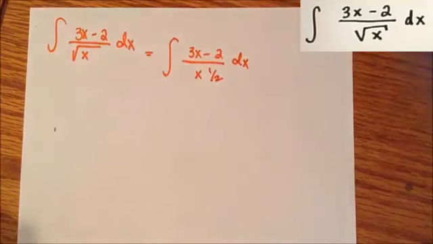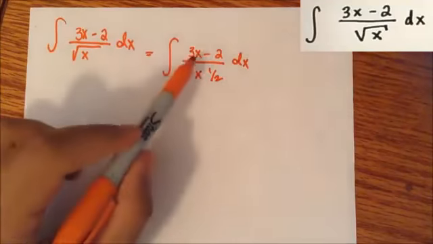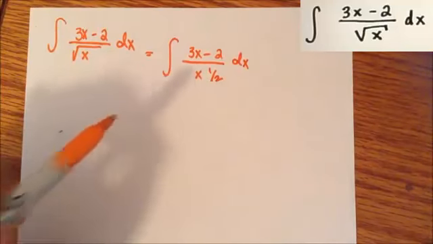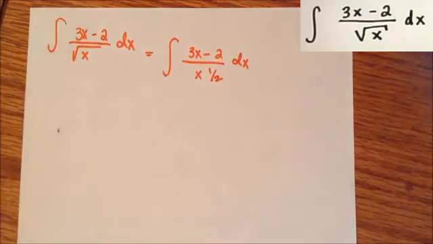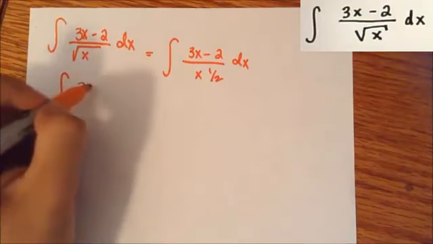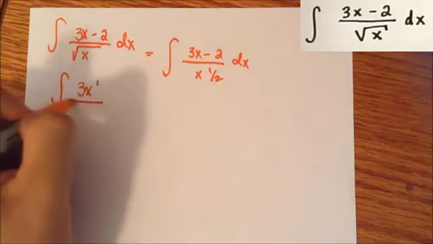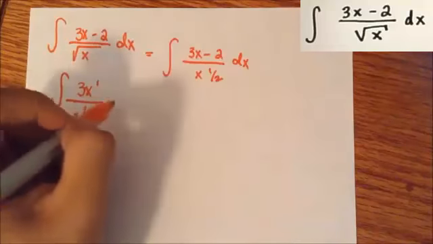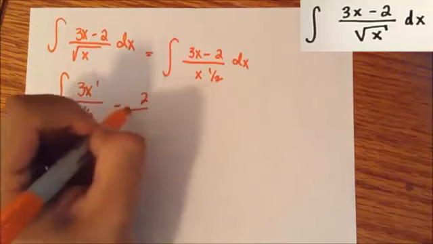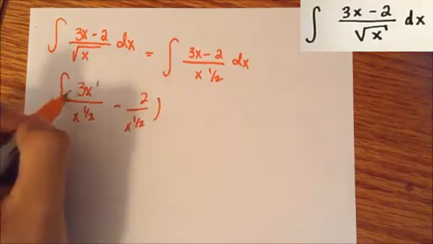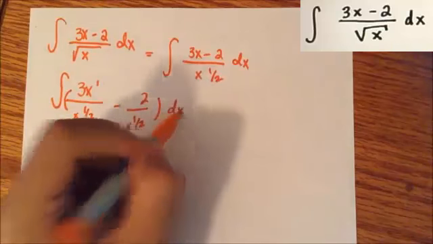And from here, at first glance you might just say I take the antiderivative of each piece individually, and that's essentially where a lot of people make mistakes. So what I'm going to do instead is to rewrite this problem even more. So I'm going to have the integral of 3x to the power of 1 divided by x to the power of 1/2, minus 2 over x to the power of 1/2 again, and then I have my dx.